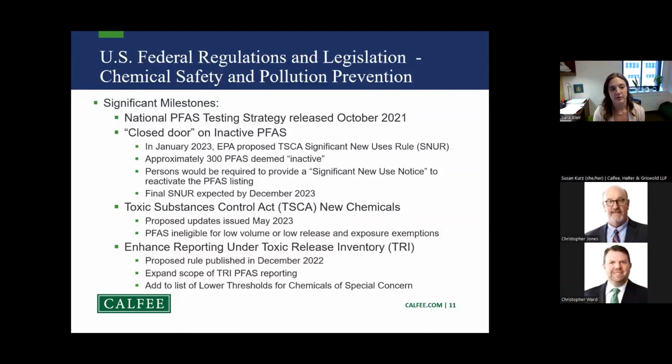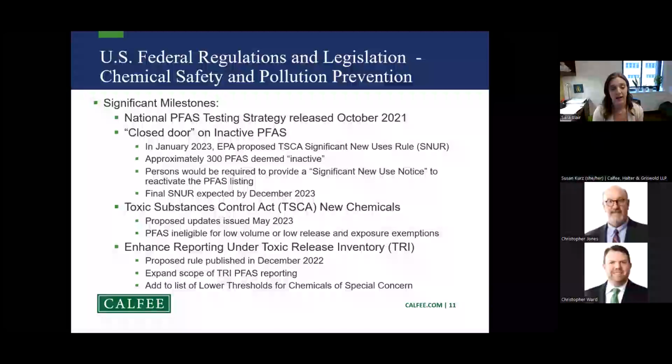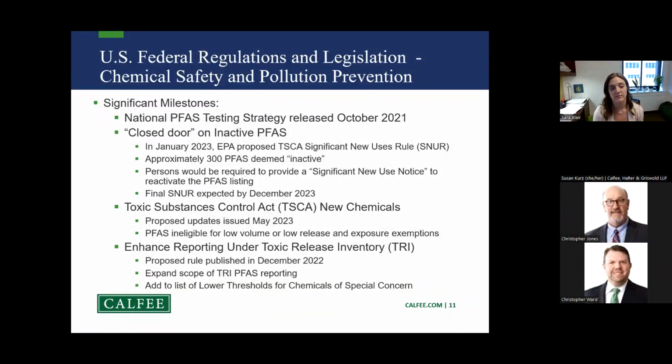Lastly, in December 2022, the EPA proposed another rule that would, among other things, expand the scope of the Toxic Release Inventory, or TRI, PFAS reporting. If enacted, this rule would apply to PFAS subject to the Emergency Planning and Community Right-to-Know Act, EPCRA, and Pollution Prevention Act reporting, and would add them to the list of lower thresholds for chemicals of special concern, and would eliminate the de minimis exemption for reporting TRI-listed PFAS.